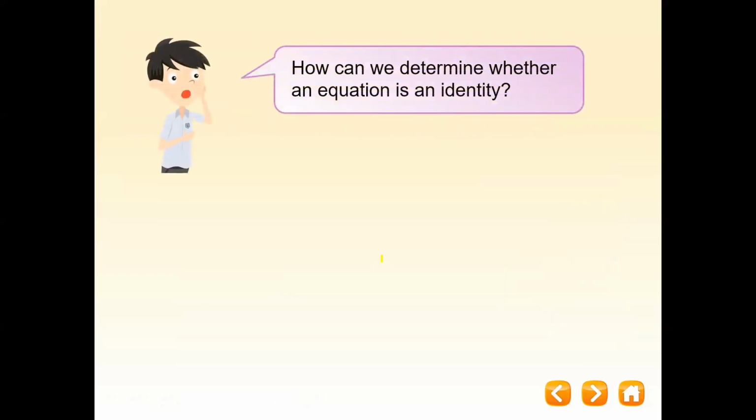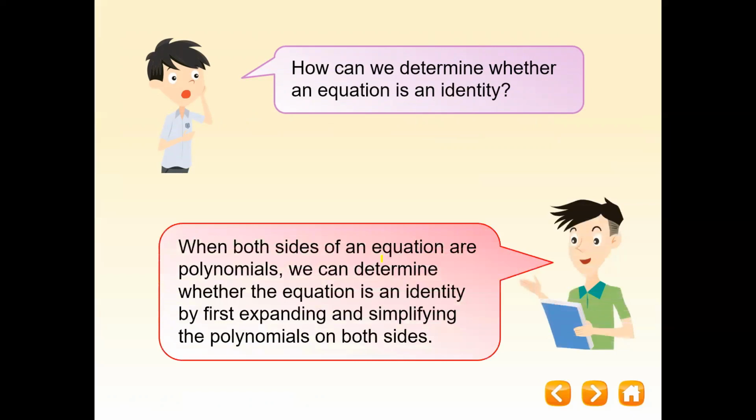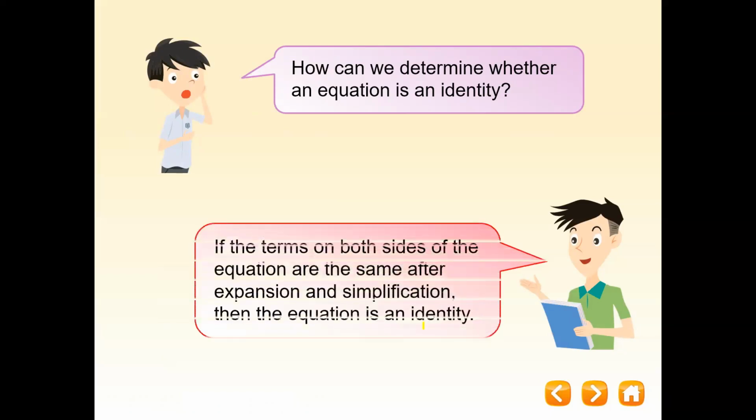So how can we determine whether an equation is an identity? When both sides of an equation are polynomials, we can determine whether the equation is an identity by first expanding and simplifying the polynomials on both sides. If the terms on both sides of the equation are the same after expansion and simplification, then the equation is an identity.